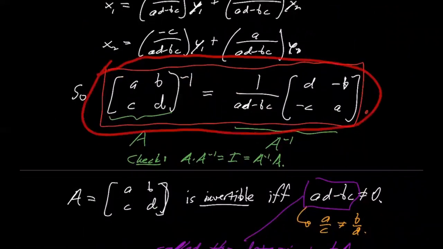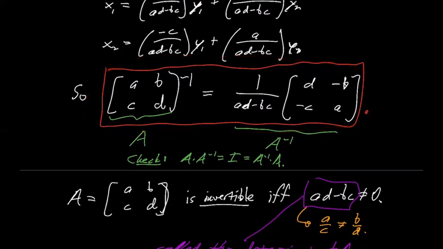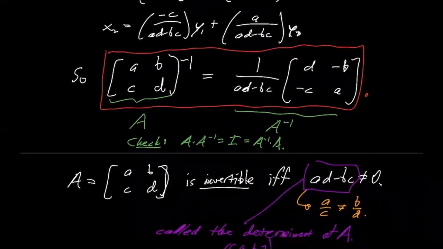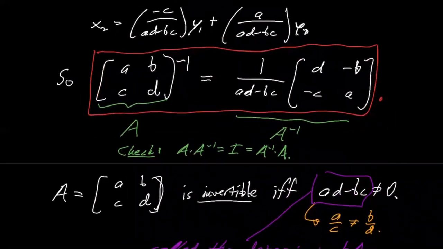And once we get to 3 by 3 matrices, the inverse formula will be much, much less nice. There are somewhat nice formulas, but it's definitely less nice. So, okay, I'll stop that video there.